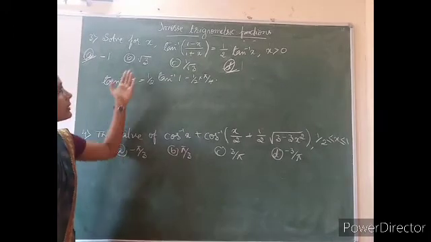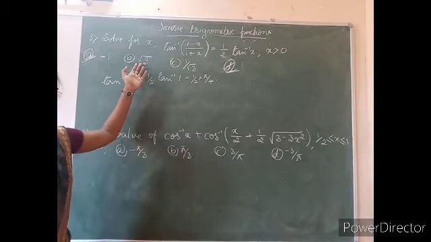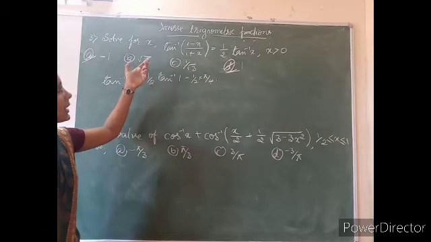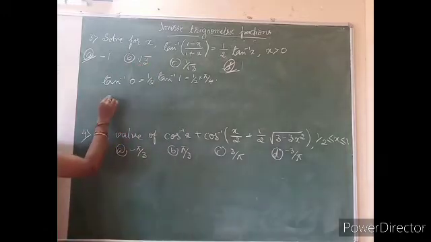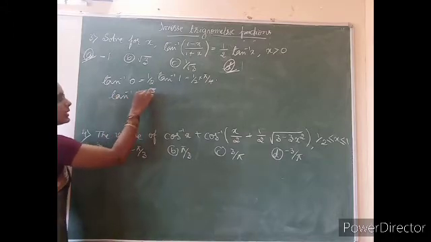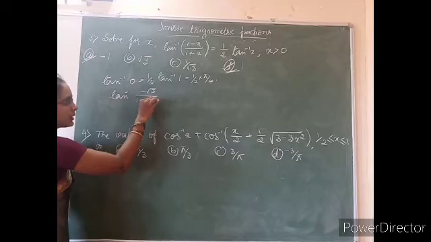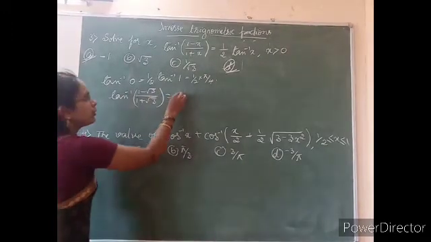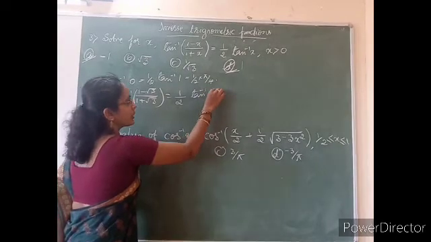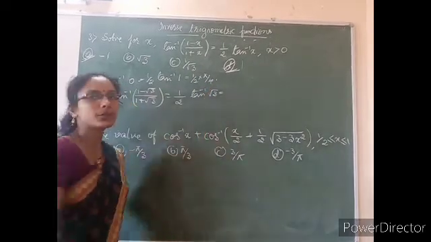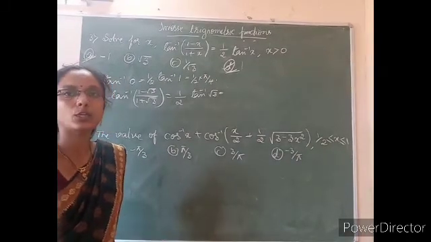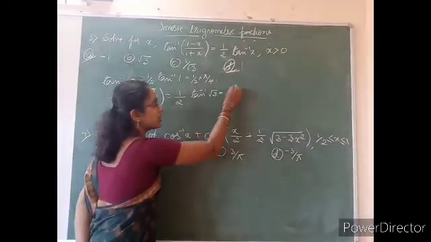And then I will go with option B, that is x equal to root 3. So if I substitute x equal to root 3 in the given expression, what will you get? Tan inverse of (1 minus root 3 divided by 1 plus root 3) equal to 1 by 2 into tan inverse of root 3. So tan inverse of root 3 is pi by 3 here. So pi by 3 into 1 by 2, you will get pi by 6.